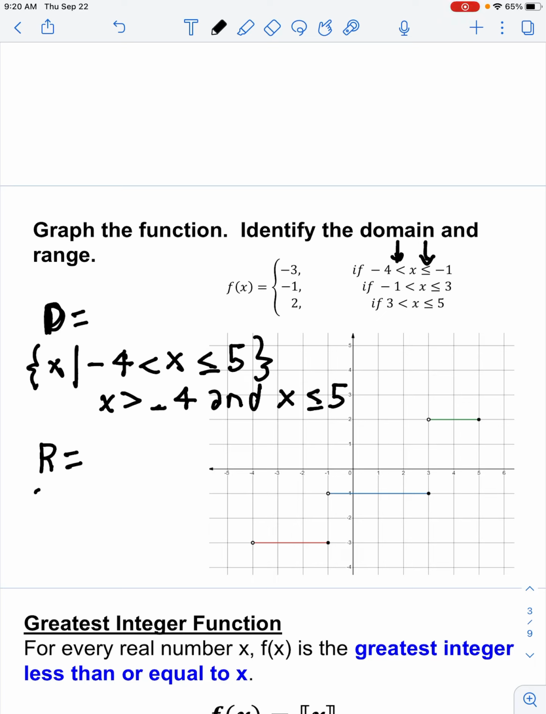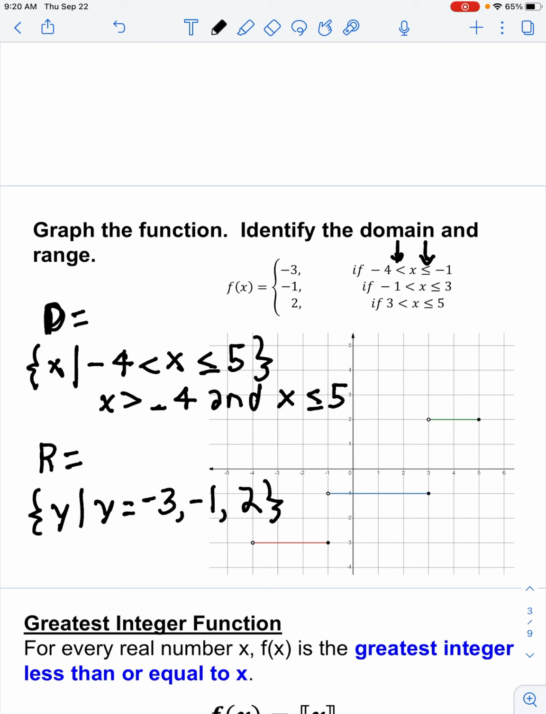And so in this case, our range only occurs at 3 distinct values. If I list them in order, it's -3, and then -1, and then +2. And those are the y values where each of our steps occur. Our steps are not connected vertically, so there are no other values of y. So that's our range.